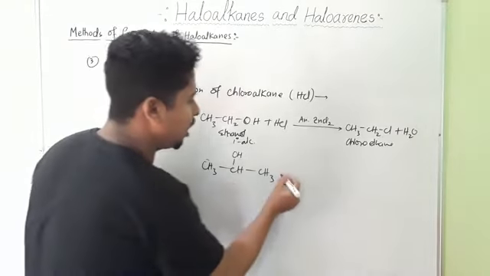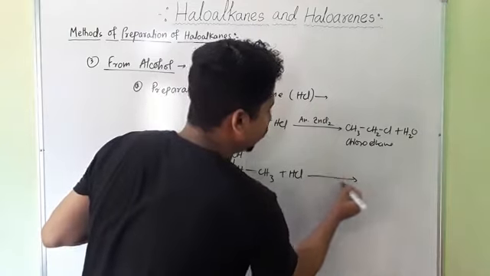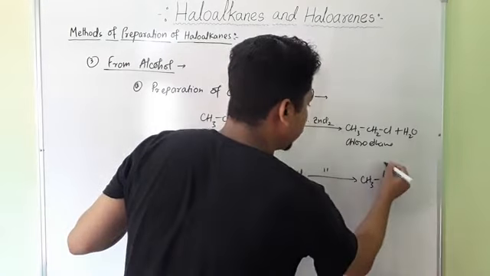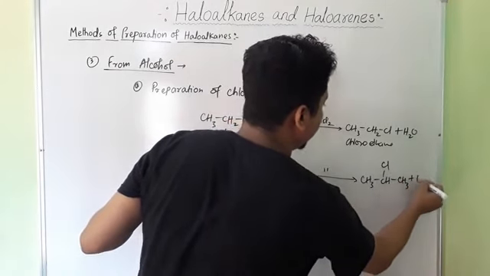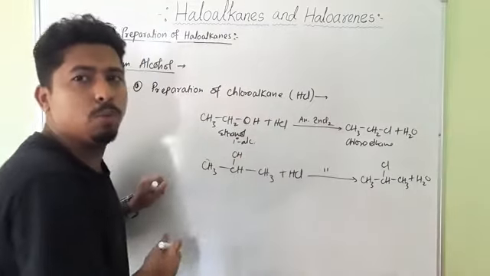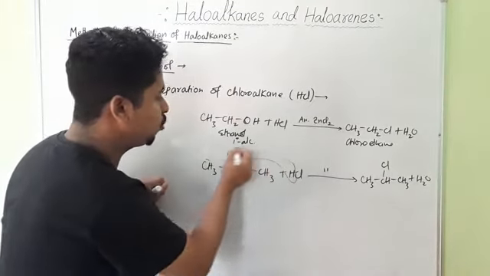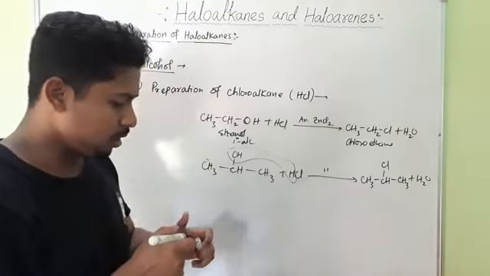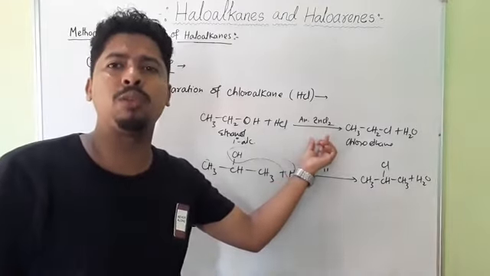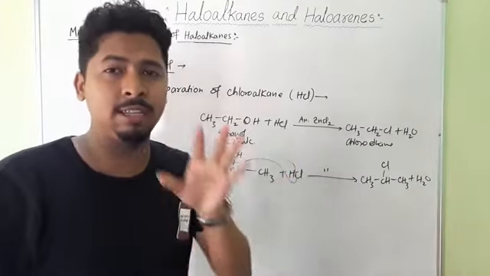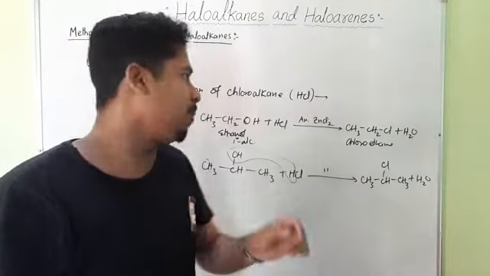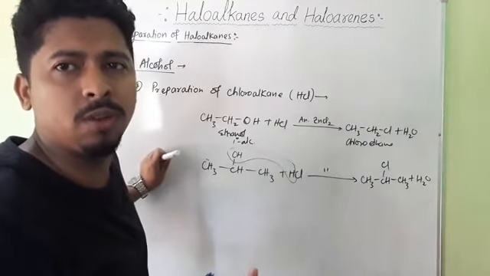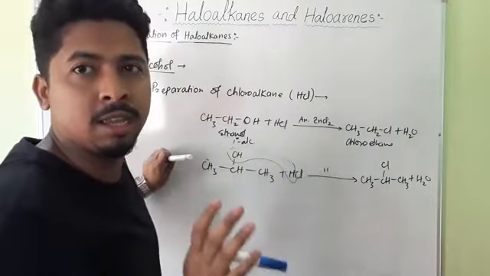Now if we treat this 2 degree alcohol with HCl in the presence of anhydrous ZnCl2, it will produce CH3-CHCl-CH3 plus H2O. Here the OH is replaced; OH and H are removed, so Cl will be attached to the CH group. What is the purpose of this ZnCl2, this Lewis acid? It facilitates the cleavage of the C-O bond, which means it helps the formation of carbocation. So it acts as a catalyst.